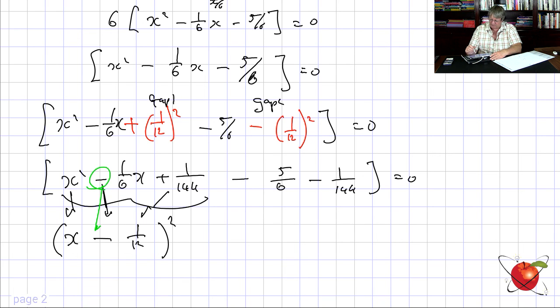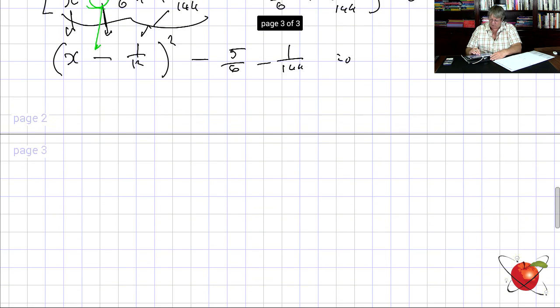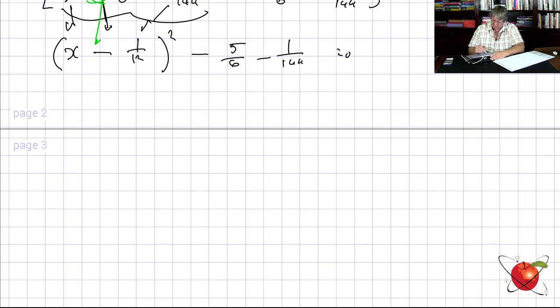Goes into there, correct? And it's the square root of that term. Minus 5 over 6 minus 1 over 144 equals 0. What do we do with this? We just carry on, all right? And then we say this is x minus 1 over 12 all squared. Take that to the other side. It becomes 5 over 6 plus 1 over 144.